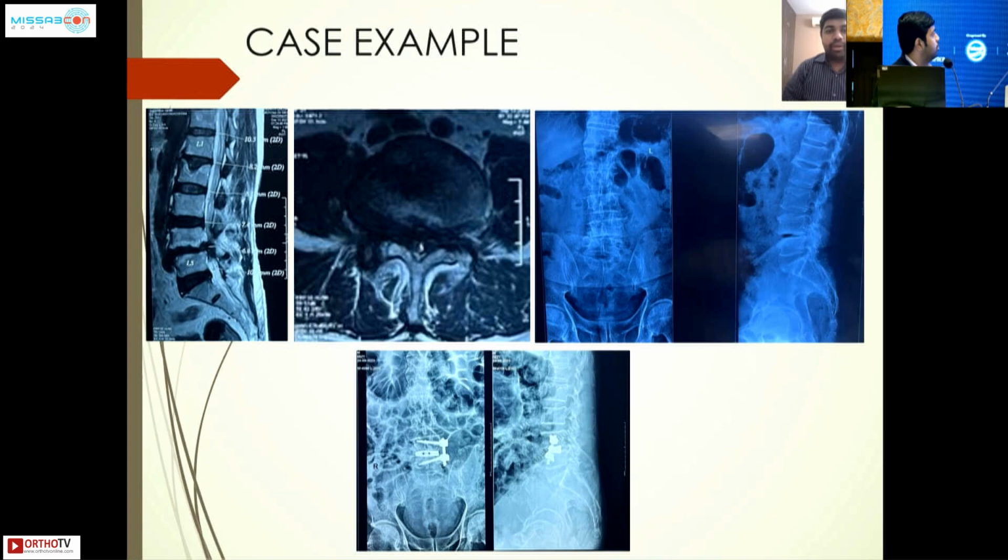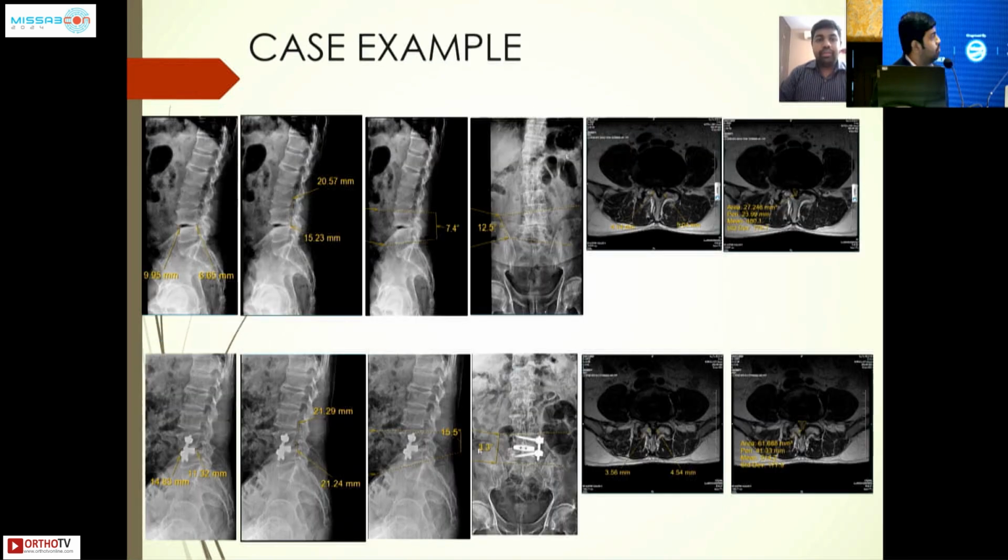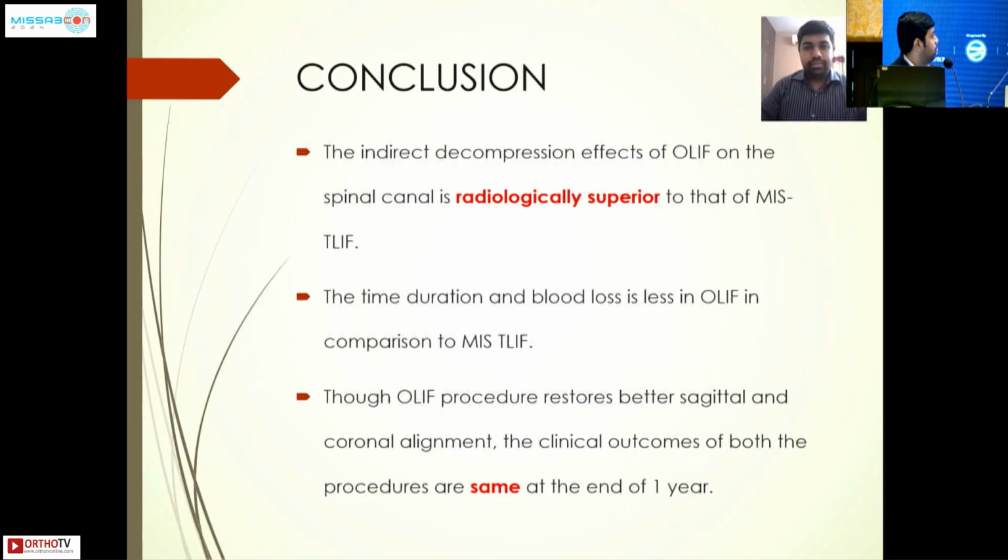This is a case example of L4-L5 lumbar canal stenosis with Schizas grade D, for which L4-L5 OLIF was done. This is a pre-op and follow-up radiograph and X-ray which shows good restoration of disc height, foraminal height, and good remodeling of the spinal canal.